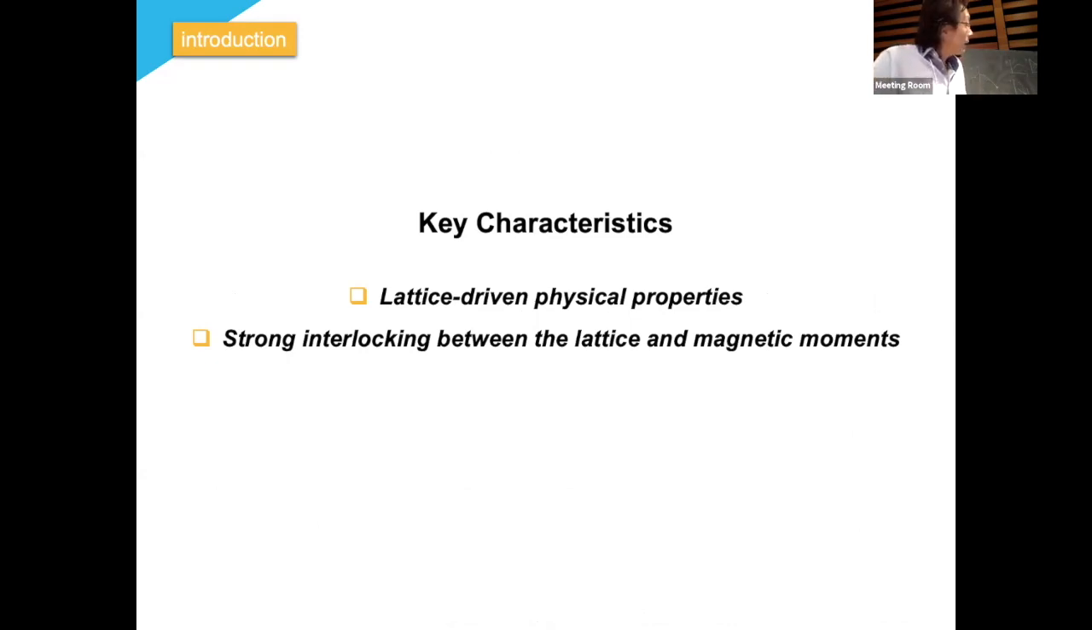And then one other important feature in this type of materials is that there is a strong interlocking between the lattice and the magnetic moments. So we take advantage of these features, and in the rest of this talk, I'm going to give you two examples of current control phenomena.